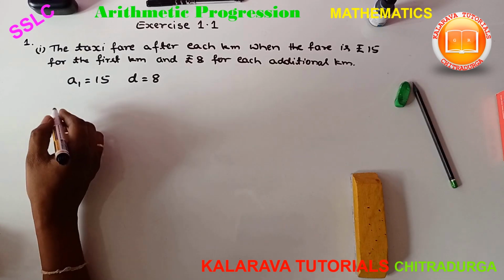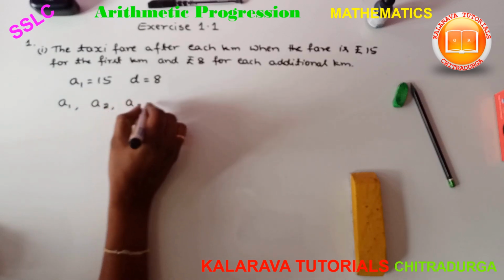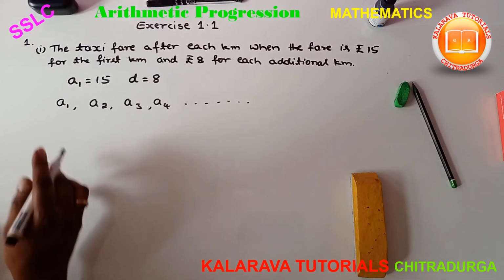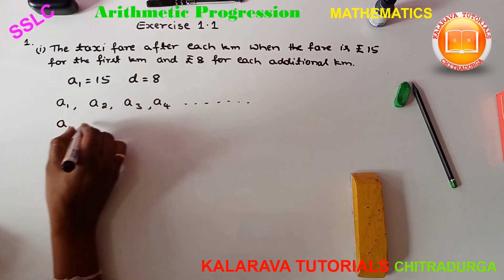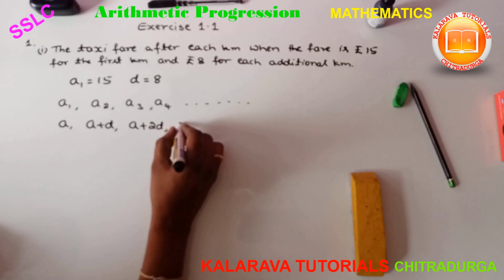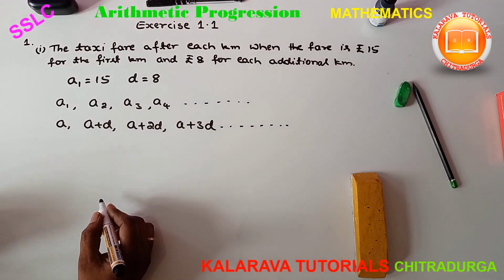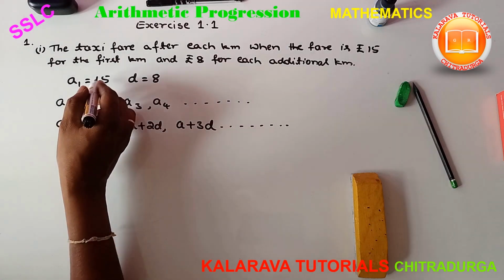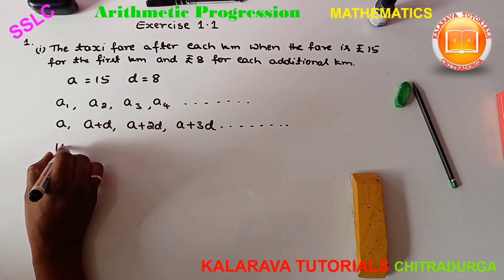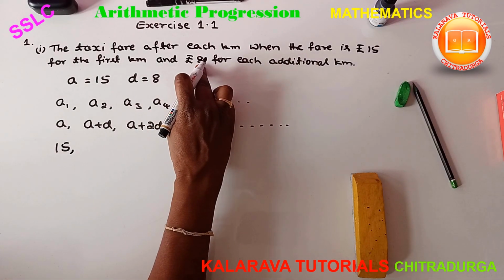So for the terms we write A1, A2, A3, A4. For getting these numbers we have to write the terms. For the first term we take A, the second term is A plus D, the third term is A plus 2D, the fourth term is A plus 3D, and so on. These are the terms of the arithmetic progression. Now we take A as 15, that is the first term. So we write 15, and for each additional kilometer we add 8.